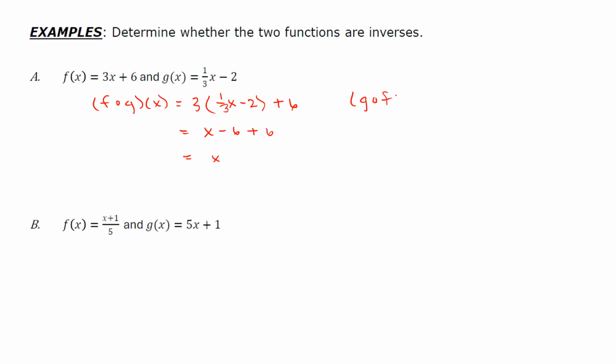Now we also have to check g composition f of x, so we're substituting f of x into g of x. So that would be 1/3 times (3x plus 6) minus 2. Distribute the 1/3. So that's x plus 2 minus 2, which equals x. So, yes, f of x and g of x are inverses of each other. Okay, let's do b.